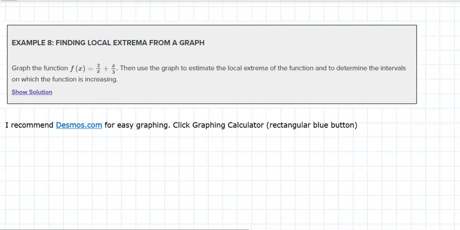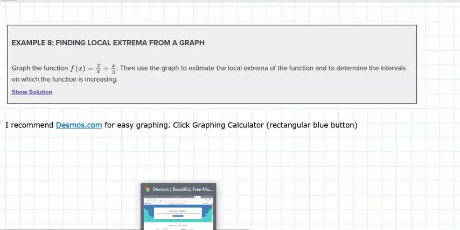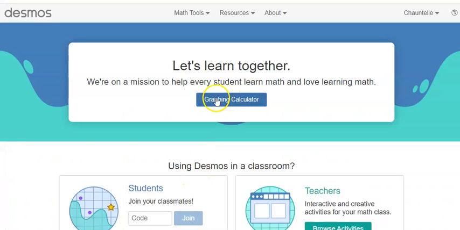Okay, the next example asks us to graph a function and then use the graph to estimate the local extrema of the function and determine the intervals where it's increasing. So they're specifically asking us to do increasing. All right, so I would like to show you how to use Desmos if you have never used it before, although I think at this point in the semester you probably have. But we're going to go there and use the graphing calculator.